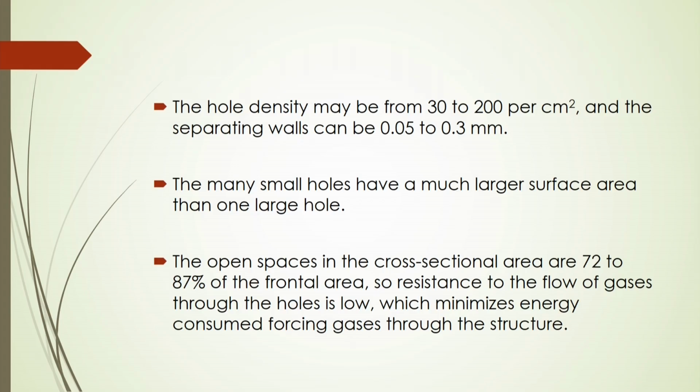So, to get the optimal flow with less resistance to the flow of gases through the holes, you have to design the reactor to use minimum energy to force the gases through the structure. That is why the shape and size, the channel size, channel length, and the thickness of the catalytic layer inside the channels are very important.